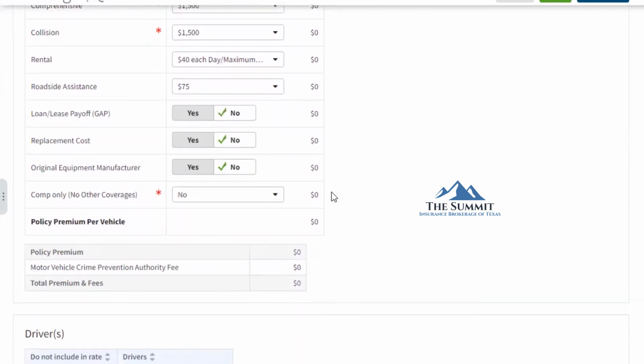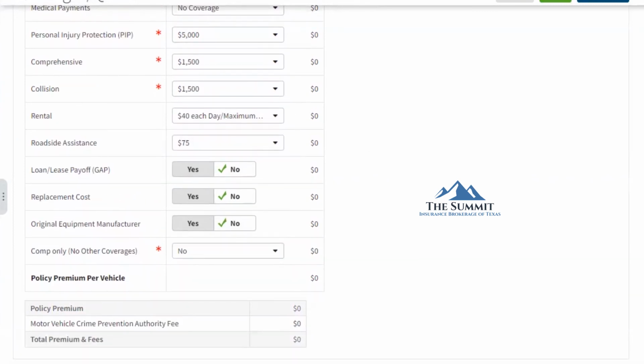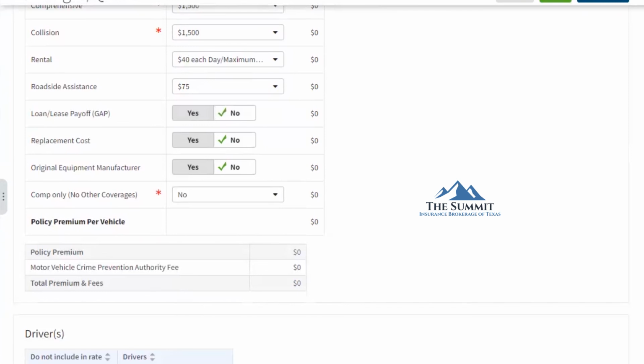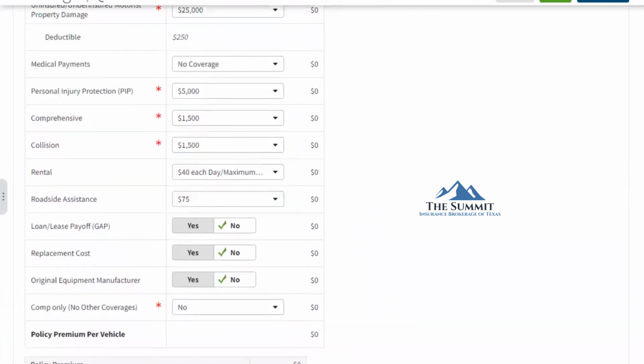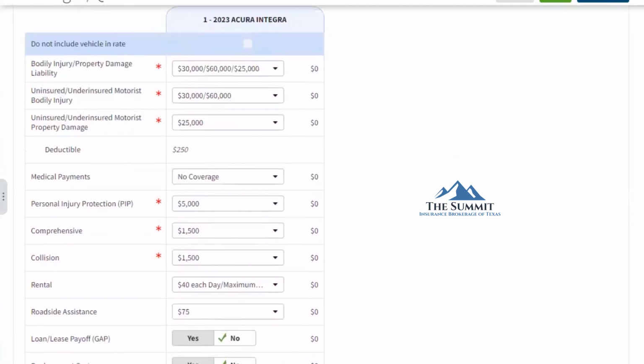There's also original equipment manufacturer coverage. So if you get into an accident and something needs to be rebuilt, you can add some coverage in here that gets the manufacturer's equipment versus aftermarket parts. And there's a comp only option. So this goes back into the suspension of the vehicle for certain cars that are basically parked garage cars that don't get any driving. So that is a breakdown of the auto insurance coverages for this specific carrier.